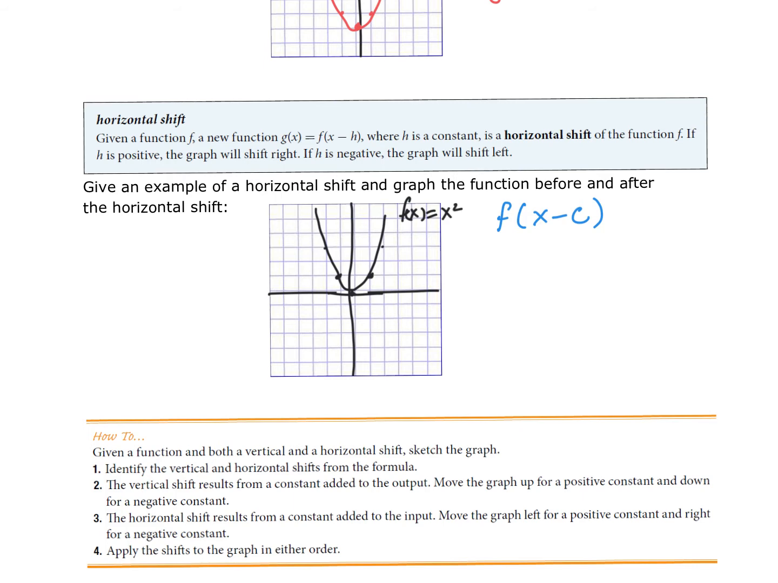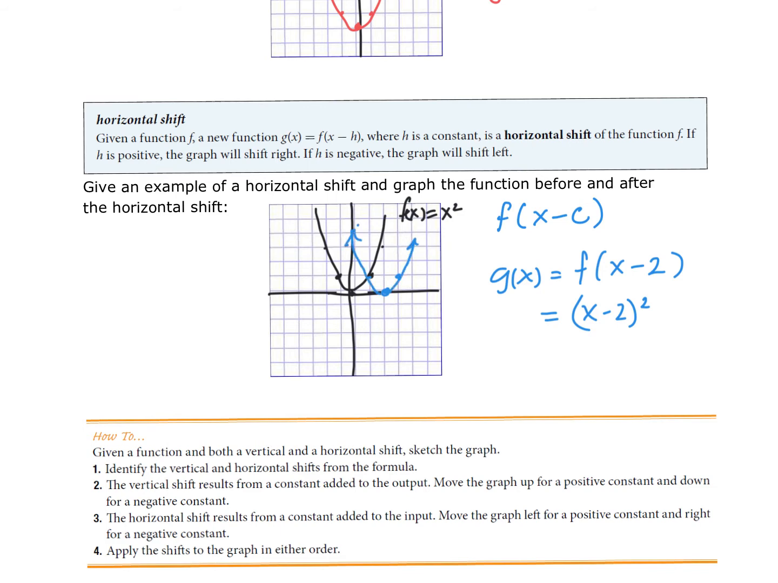Here's my parent function. Here is f of x is equal to x squared. I'm going to do g of x is equal to f of x minus 2. So in other words, what I have is x minus 2, the quantity squared. Now this means that I'm going to go right 2. So I'm going to pick up all my points and go right 2. So 0, 0 goes to 2, 0. The 1, 1 goes to 3, 1. And the negative 1, 1 goes to 1, 1. And so it's going to look something like that.